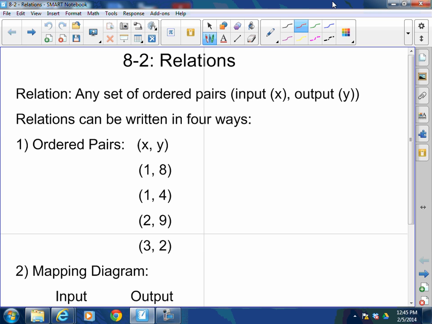(1, 8), (1, 4), (2, 9), (3, 2). Do you notice how when x is 1, you have two different y values? That's what defines the relation. That's why you know it's a relation and not a function. A function is a set pattern, is a set formula.